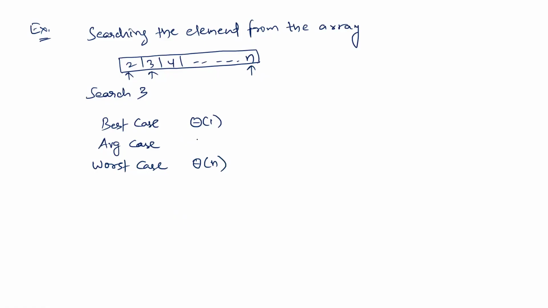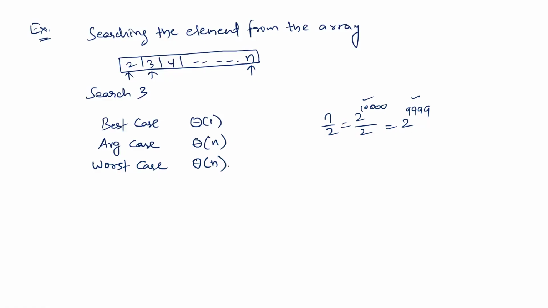Now, in the average case, what will be the complexity? It will be n and not n by 2, right? So the average case complexity is also n, not n by 2. Why? Because the 2 in n by 2 is a constant. If n is a very big value, let's suppose 10,000, dividing it by 2 will not matter a lot. It will give the same answer. This is also a big number. So in the average case also we will write theta of n.